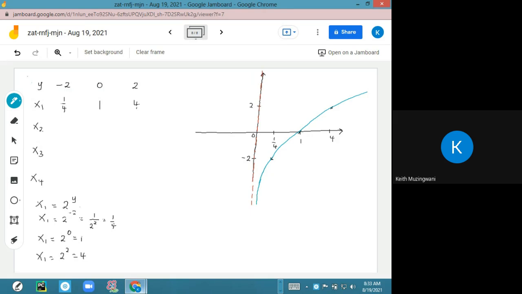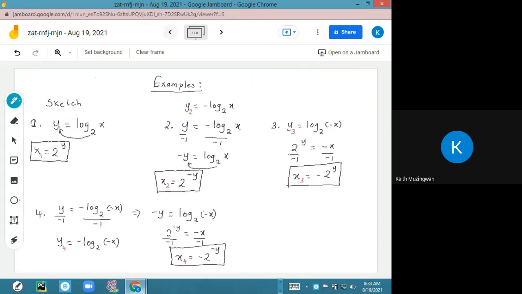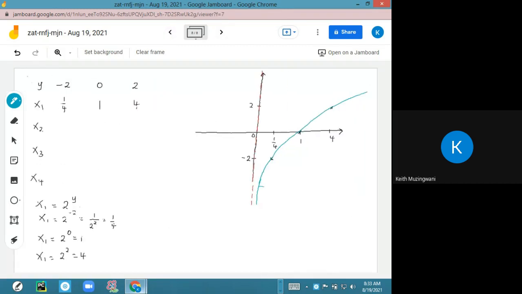Okay, so if we go back to our y1s, this graph is for y1 is equal to log 2x.